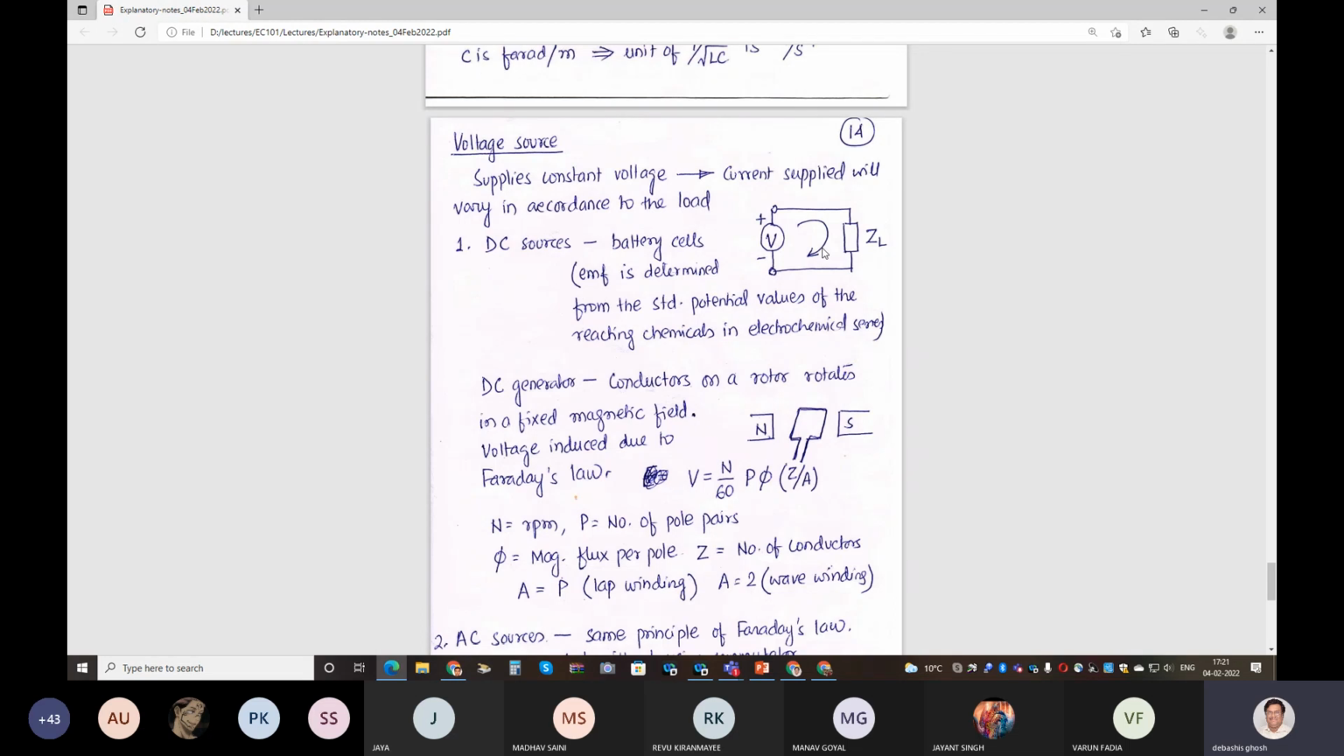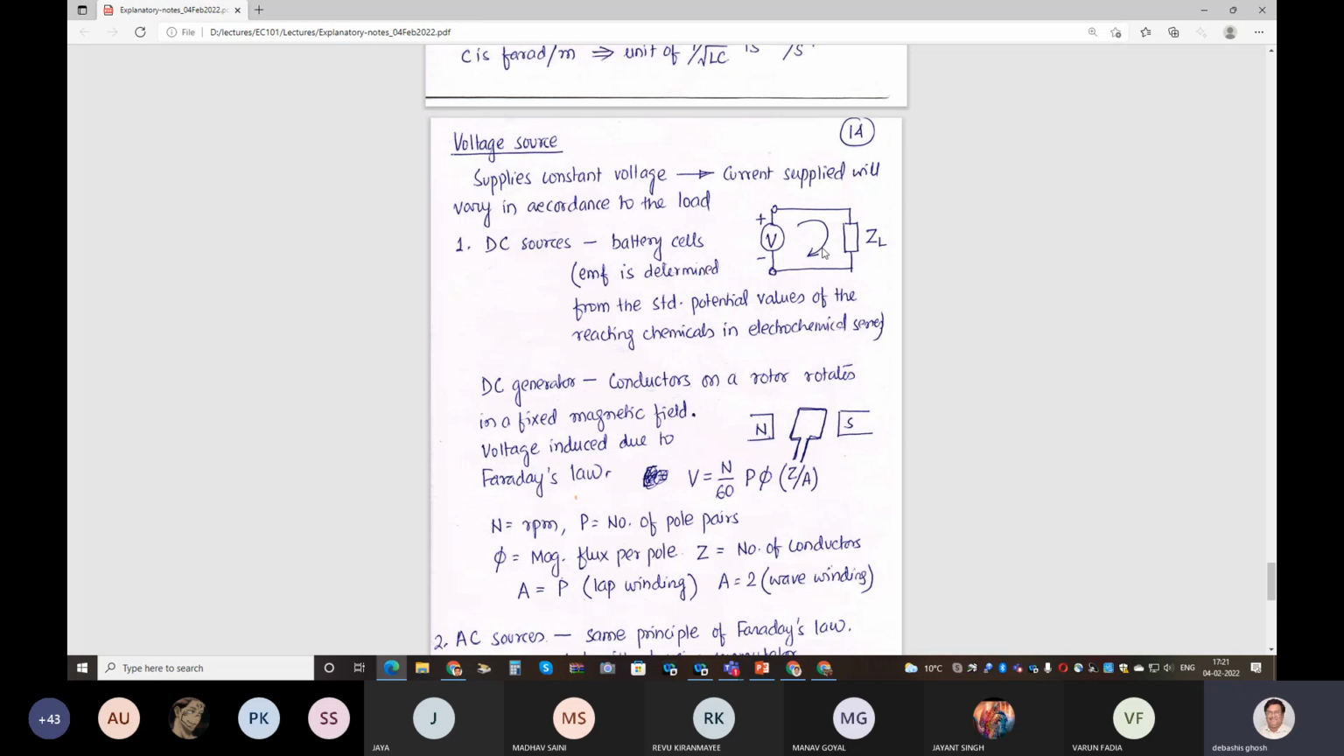V square is constant, 1000 watt. V square by R is equal to 1000. So you can calculate your R from there. And since you know your R, your I will be equal to V by R. So your I will be something.